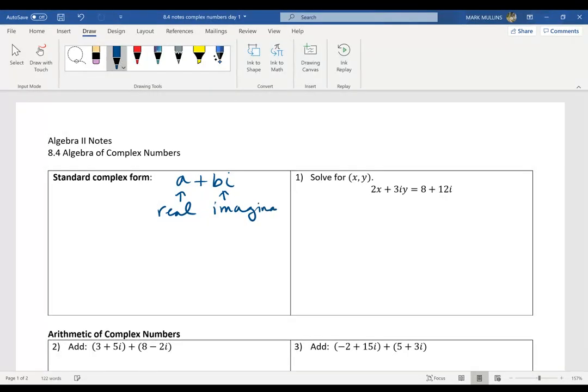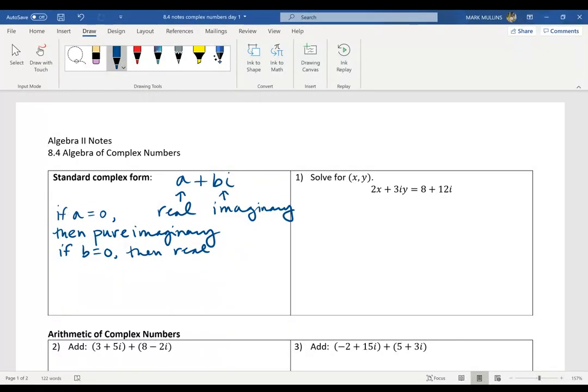An example of an imaginary number was 2 plus 3i. So we looked at numbers like that yesterday. If a equals 0, and I meant to write equals, so let's fix that. If a equals 0, and b is not 0, then we have just a pure imaginary number, because I would have no real part. If b equals 0, then I have a real number because I have no imaginary part.